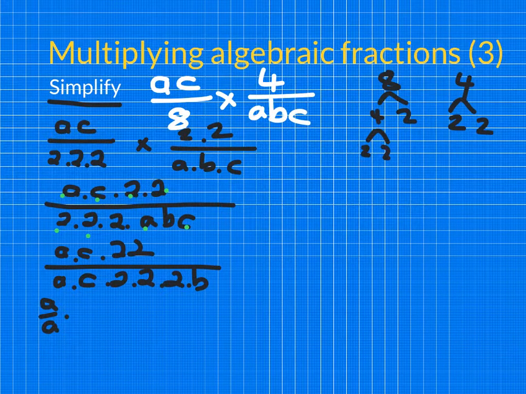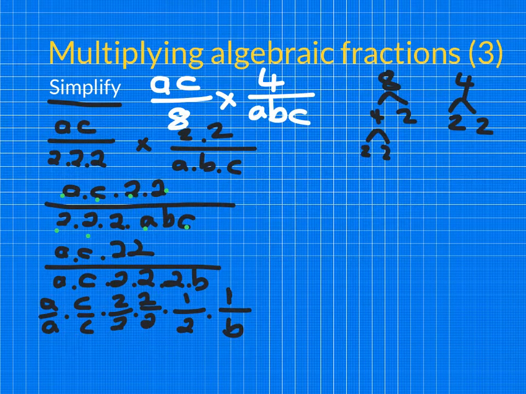That's nice because it'll cancel down. C divided by C, 2 divided by 2, 2 divided by 2. Something over 2, there's nothing there, so it must be a 1, and the same here with the B. That now allows us to cancel down and divide out. A divided by A is 1, C divided by C is 1, 2 divided by 2, and 2 divided by 2 again. And then let's gather it all together and see what we have.